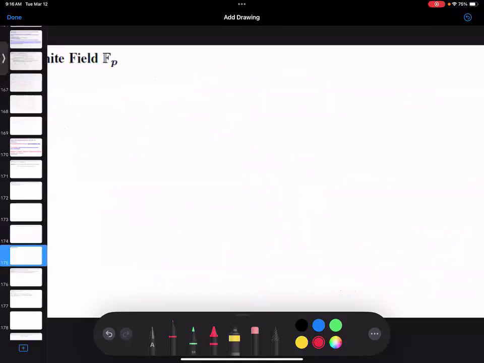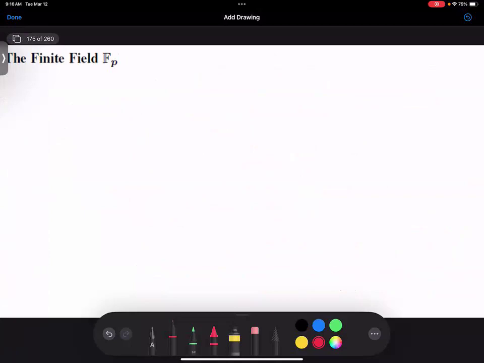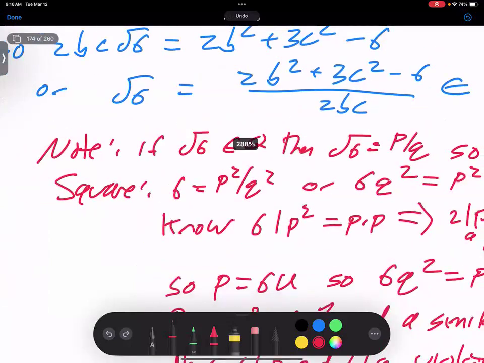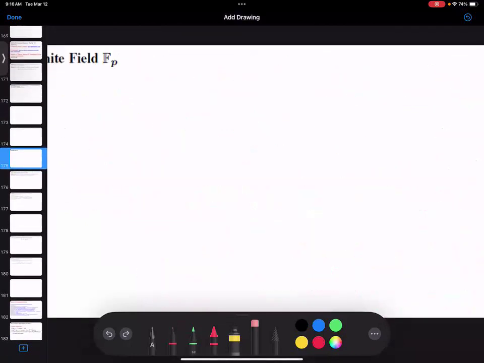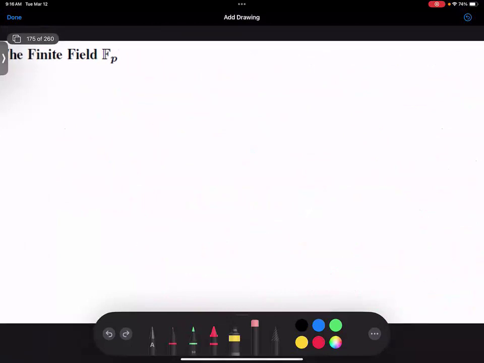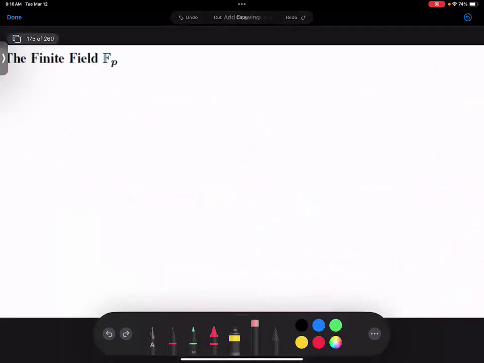Okay. So let's look at the finite field F_p. So this is extremely important. We're going to see this all the time. So we're looking at F_p.